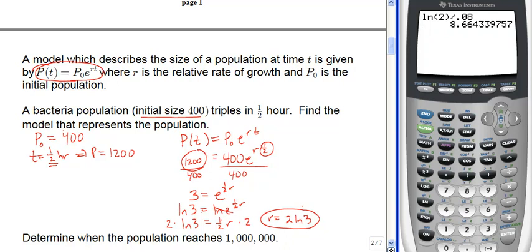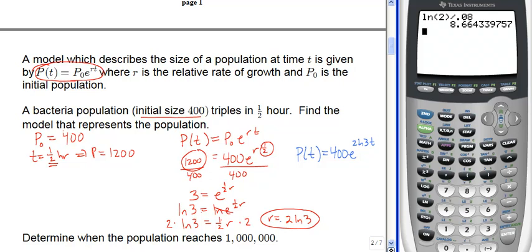Now, what do we put for our final answer? Well, we're trying to put our model. So our final answer should be this generic formula right here for what P of t is going to be at any time t. So our model, or our formula, is the population P at any time t is equal to P sub 0, which we know was that 400, e to the RT. And now that I know what R is, I'm going to substitute it in. So we get 400 e to the 2 ln 3 times t.